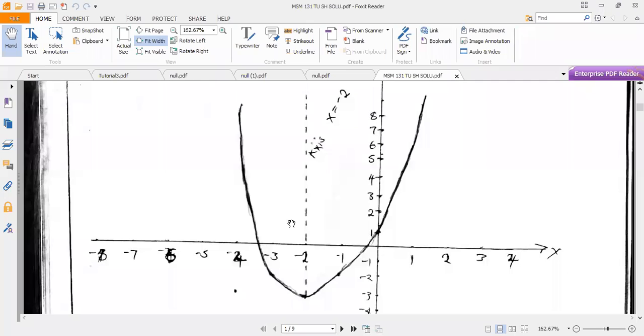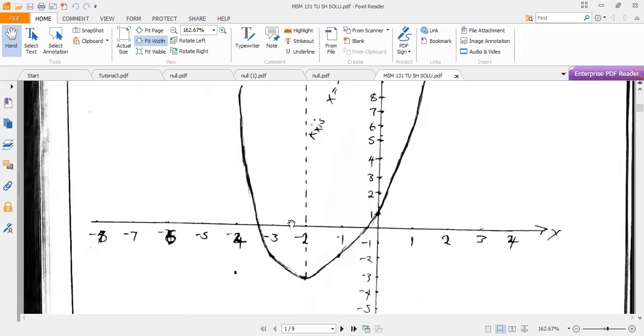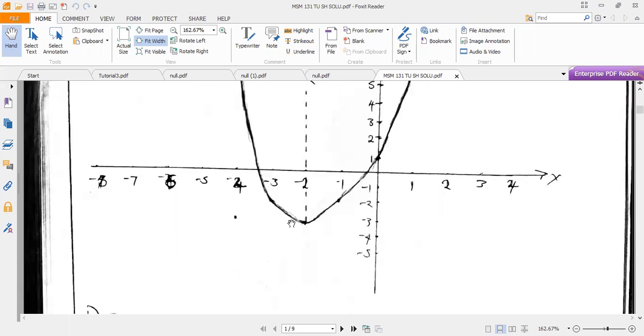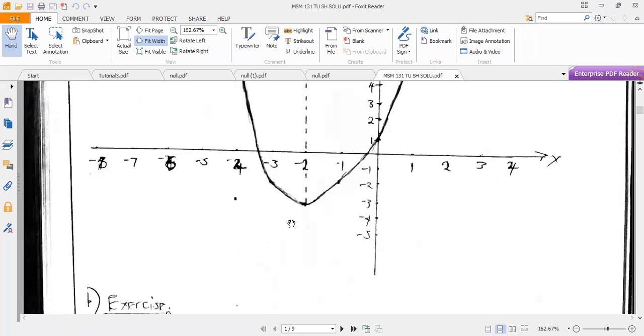Your graph shouldn't be perfect. Your graph should just be a sketch. It doesn't need to be perfect. Are we together? So that's your graph, and we can move on unless you guys have questions.